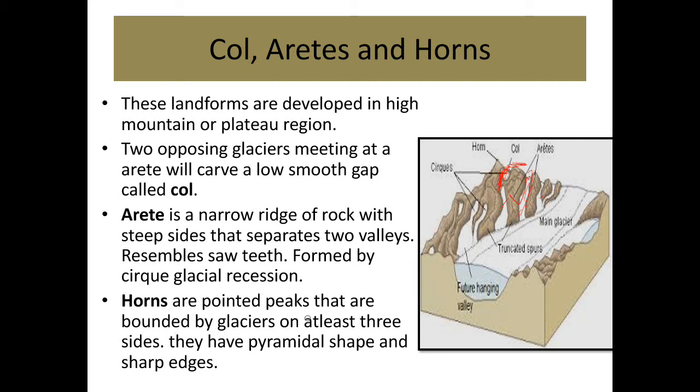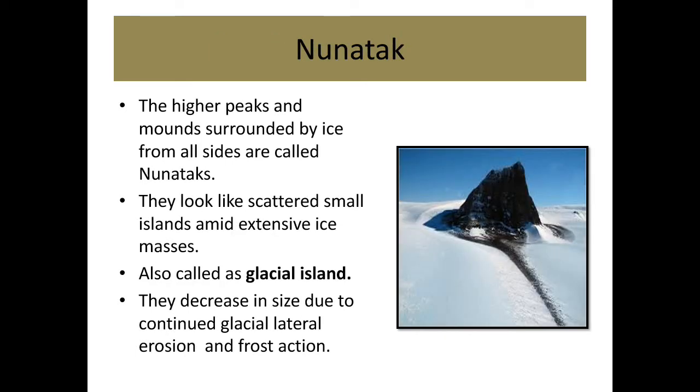And horns are pointed peaks. So we can see these are pointed peaks that are bounded by glaciers on at least three sides. They have a pyramidal shape and sharp edges.